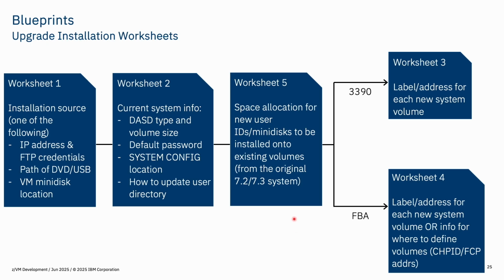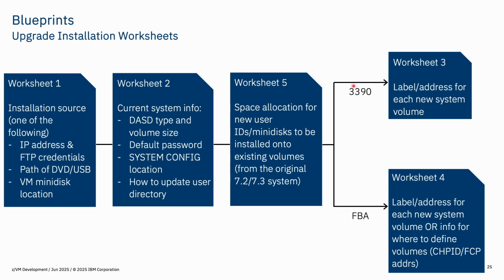Next, we're going to need some space allocation for those new user IDs and mini disks. So this is space on the existing volumes. From our first example, we used 6 DASD to install to, so somewhere on those original 6 DASD, or any DASD that you might have added since to your system. You'll need space on that existing system to add these new mini disks.